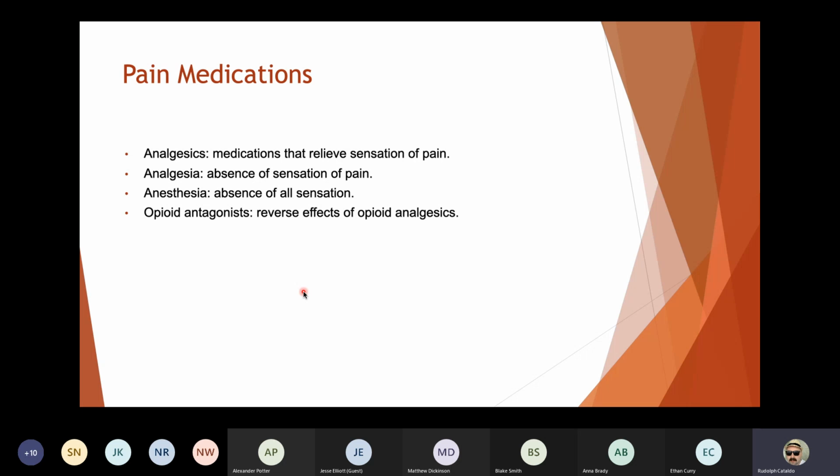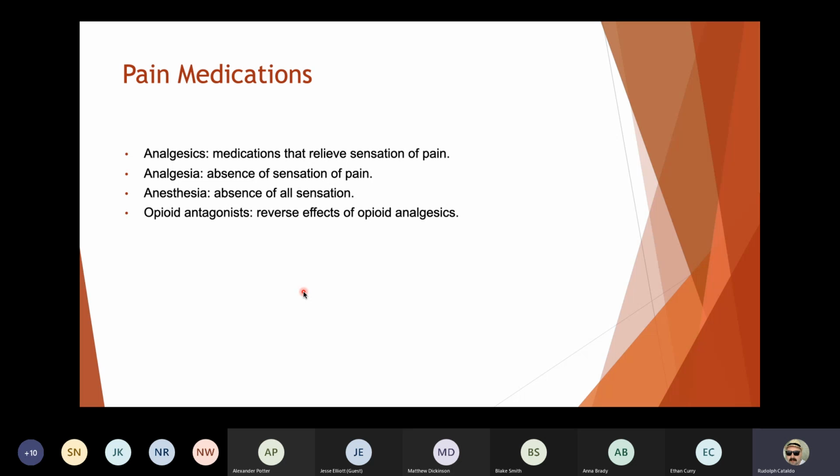Some of the common pain medications, and again, if your service carries something different, or maybe the dosage that you guys carry is different, please pipe up when I'm talking about them. So any time you hear the word analgesic, it's a medication that relieves the sensation of pain, such as fentanyl or morphine. And then analgesia being the absence of sensation or pain. So when we've reached a state of analgesia, they're not in pain anymore.